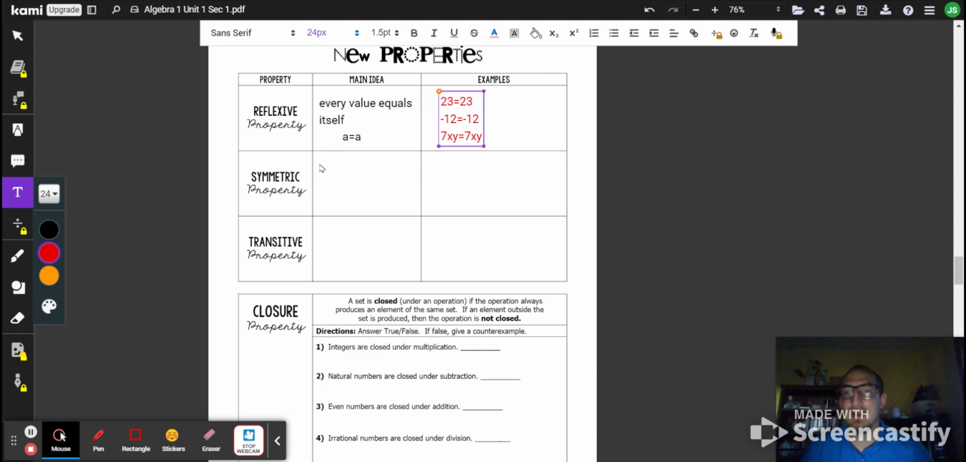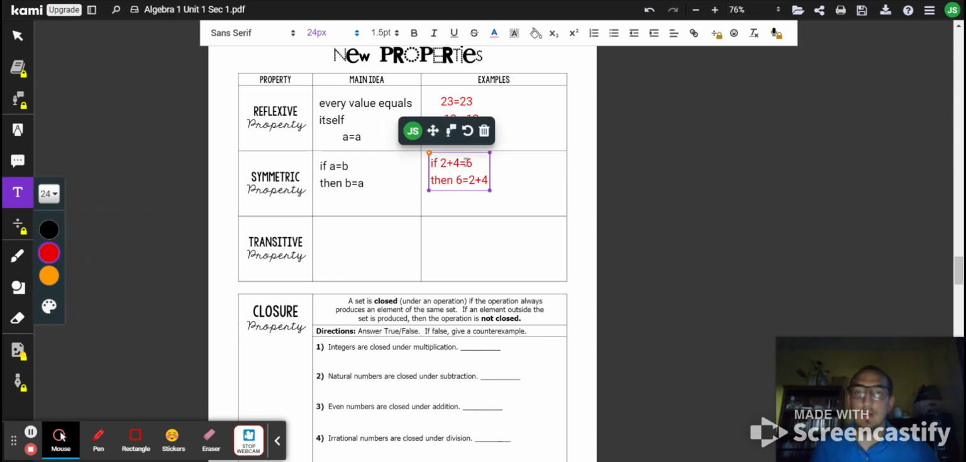All right. Symmetric property. Symmetric property is an if-then statement. If A equals B, then B equals A. An example of this would be if 2 plus 4 equals 6, then 6 equals 2 plus 4. So that's 1.